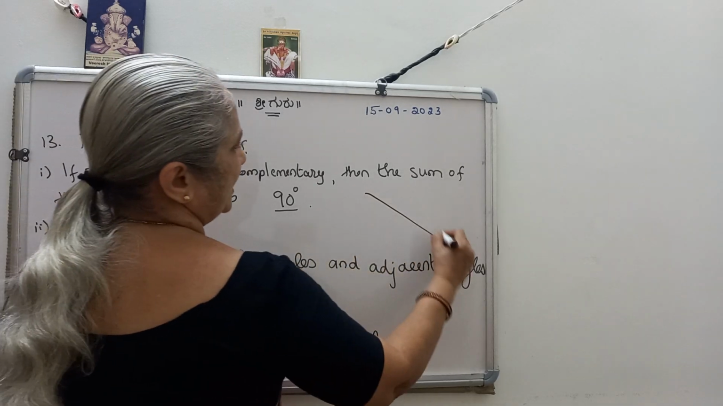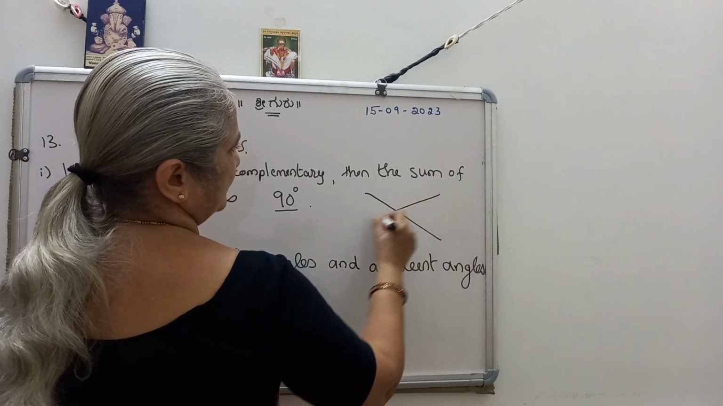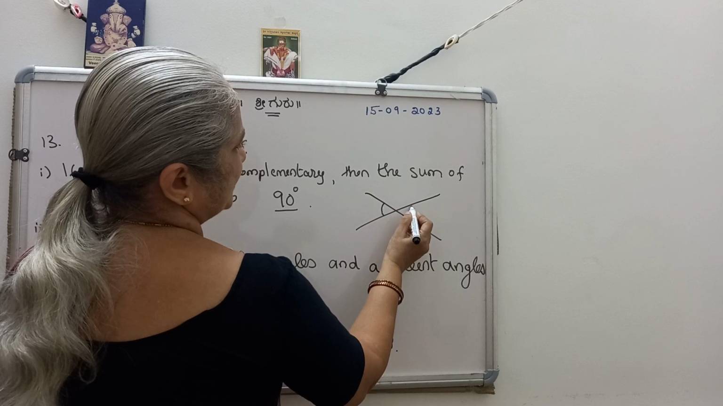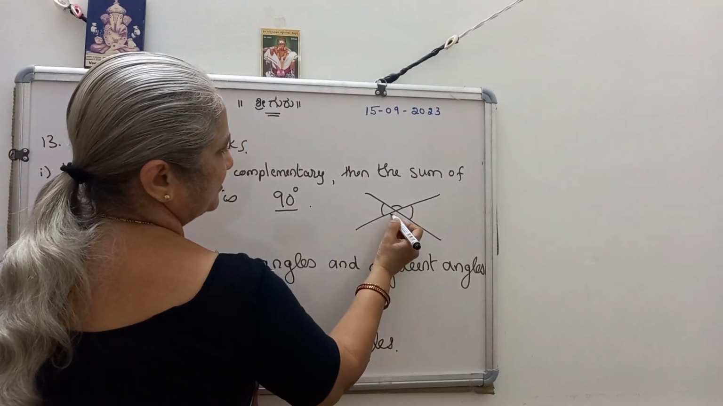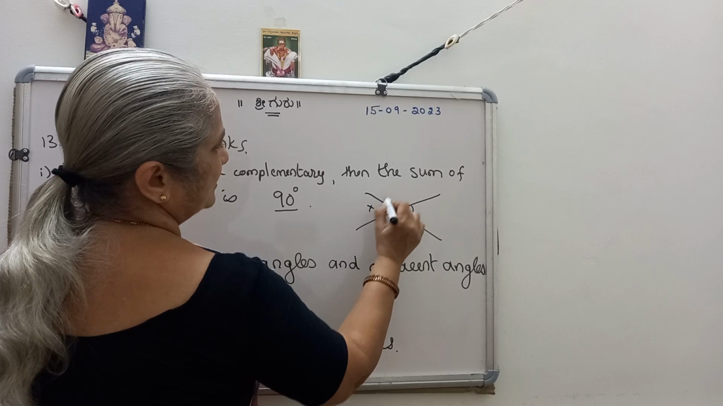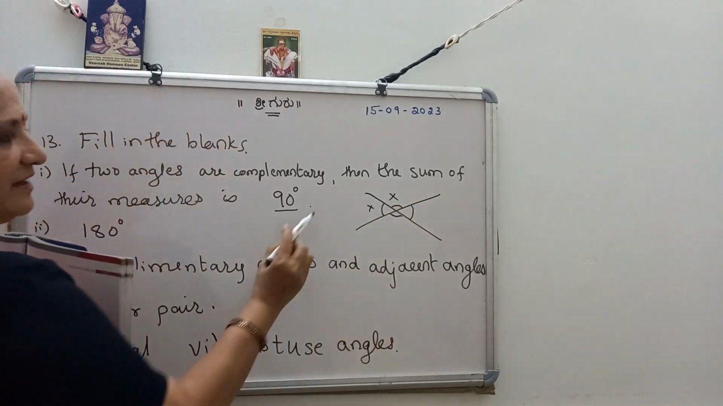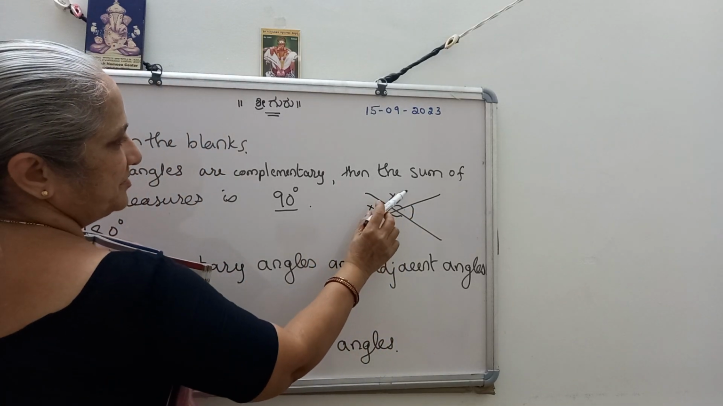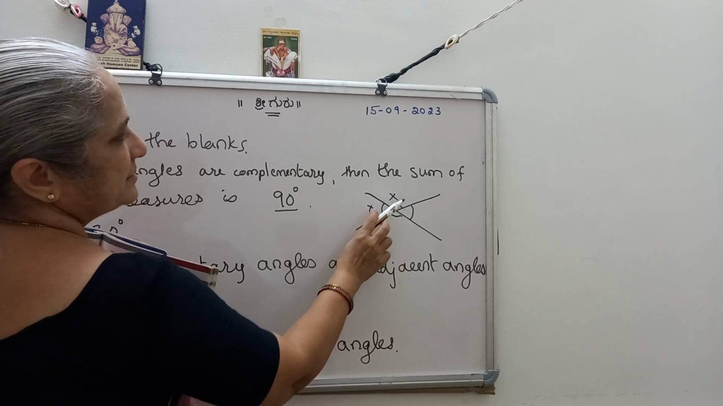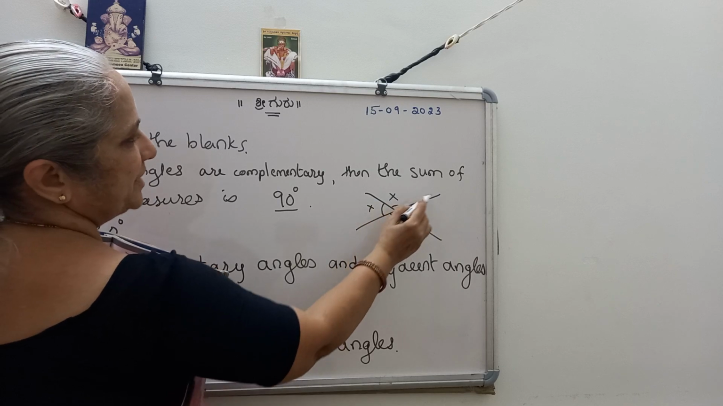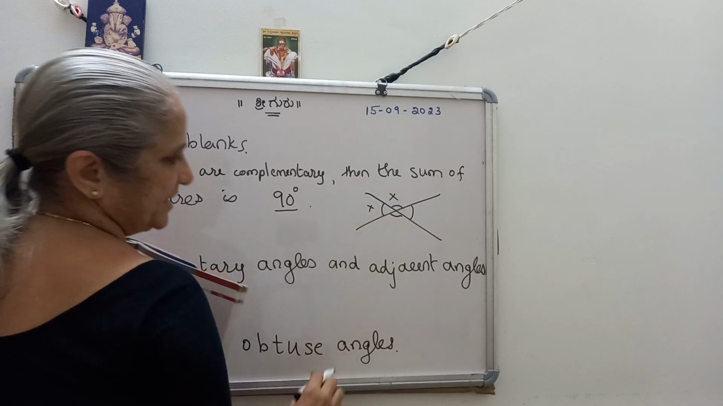Here, when two lines intersect, these two opposite angles are acute, then this is the obtuse angle because these two are a linear pair. If this is an acute angle, then it should be an obtuse angle, more than 90 degrees. If this is less than 90 degrees, this should be more than 90 degrees so that their sum will be 180 degrees.